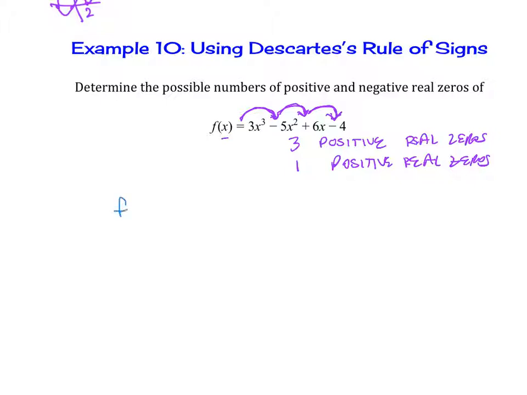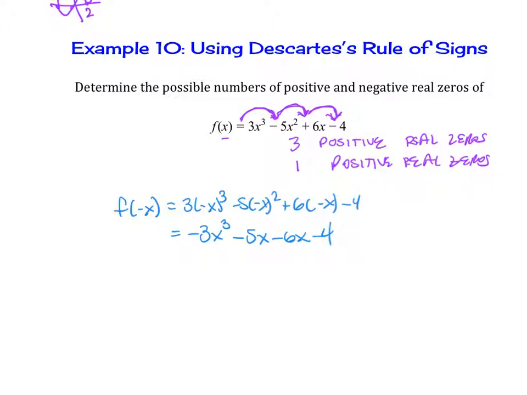Let's take a look at the negative, so f of negative x. The only thing that changes is our odd powers. If we plug it in just so you can see it, the cube will change, making a negative 3 cubed. The squared stays the same, because that becomes positive inside, and this becomes a negative 6 and a negative 4. Now we take a look at this, and we notice that there are no changes: negative, negative, negative, negative. If there are no changes, then there are 0 possible negative real zeros.